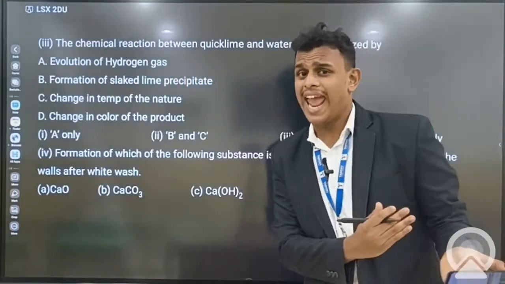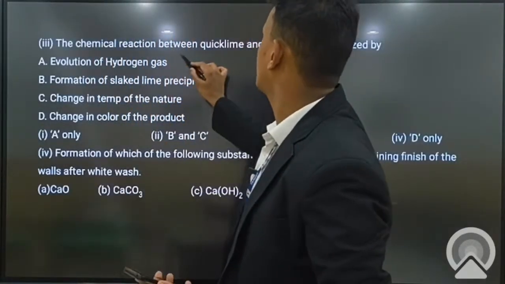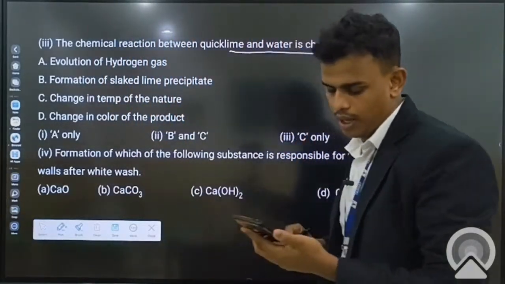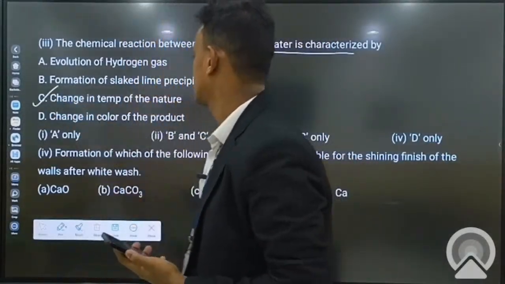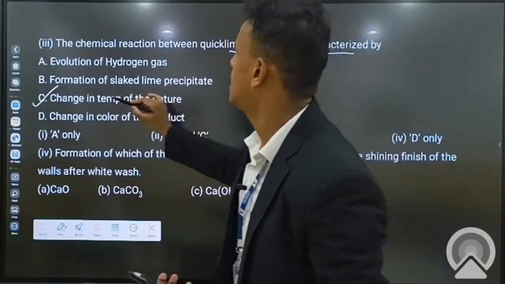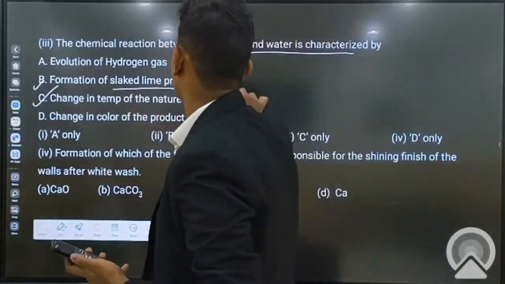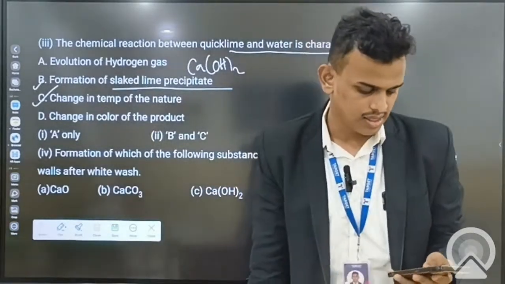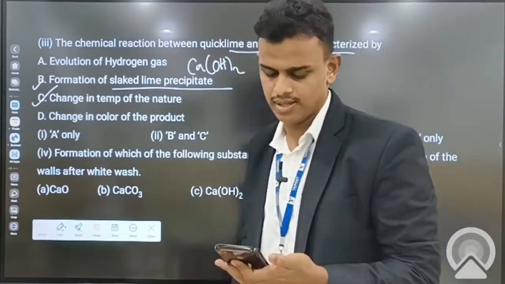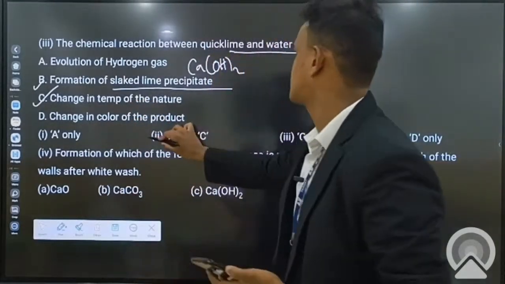Okay, we are moving to the end of our first chapter. The chemical reaction between the quicklime and water. Okay, you can see some hotness, that means change in temperature. And there is no change in color. Formation of slaked lime precipitate. Slaked lime precipitate means what? Slaked lime precipitate means Ca(OH)2. Okay. So the correct answer is B and C.